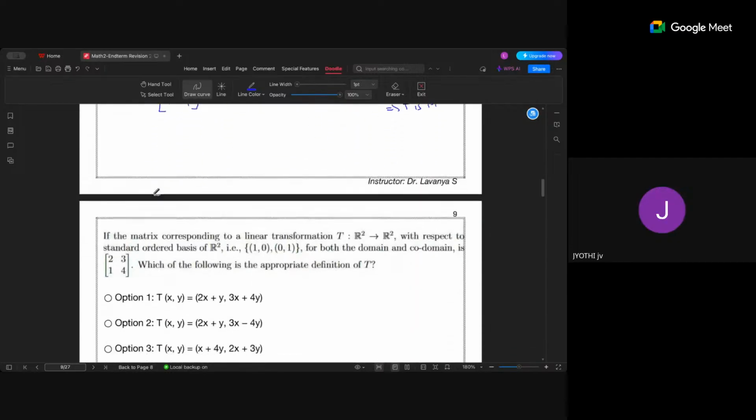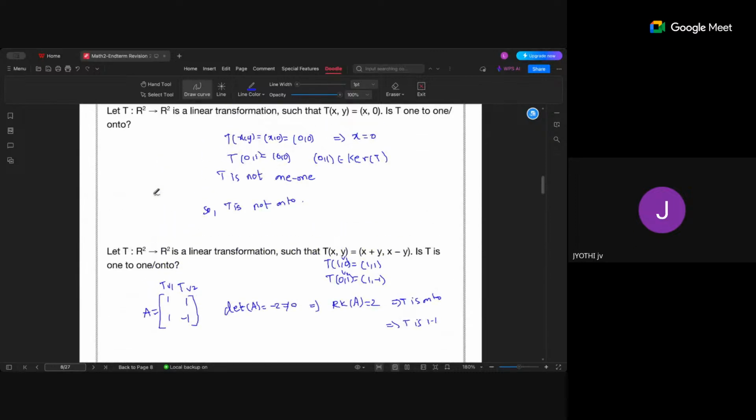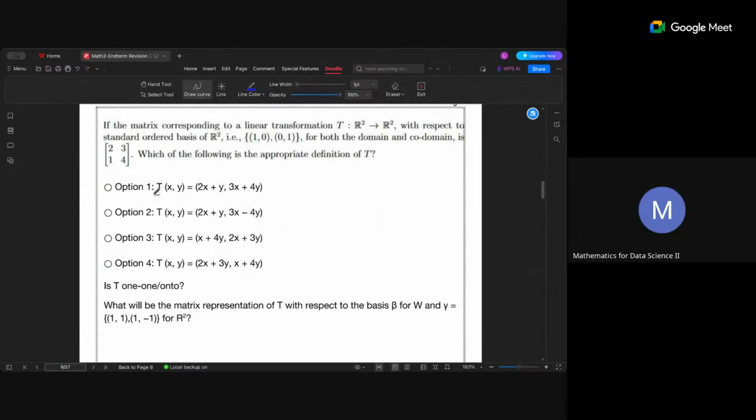Here you have taken T of (1, 0) and (0, 1), the basis of R2, the standard basis, right? So here we have the matrix representation of T. This is very easy. What is the appropriate definition of T? T of (x, y) is nothing but A times (x, y). So simply multiply 2, 3, 1, 4 with (x, y). The answer is option 4: 2x plus 3y, x plus 4y.